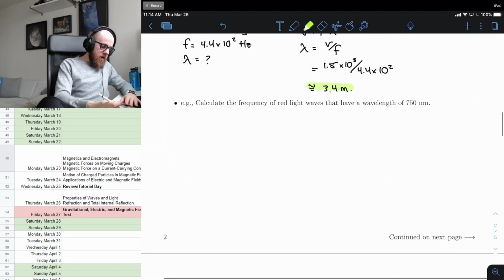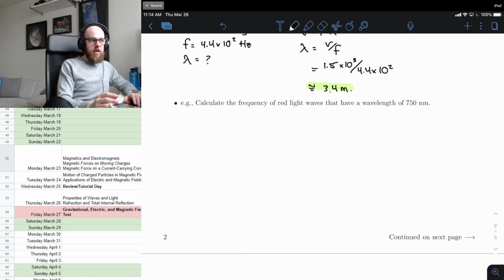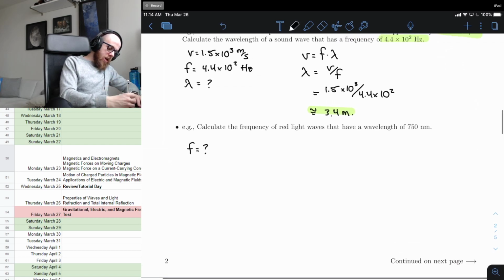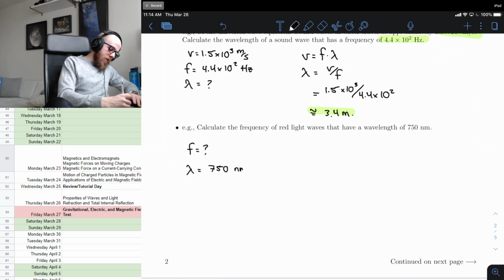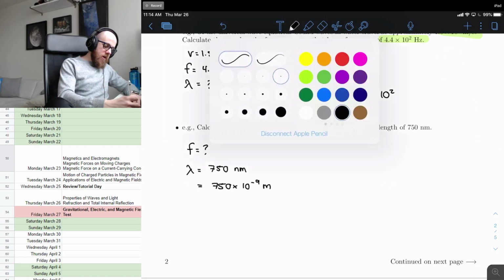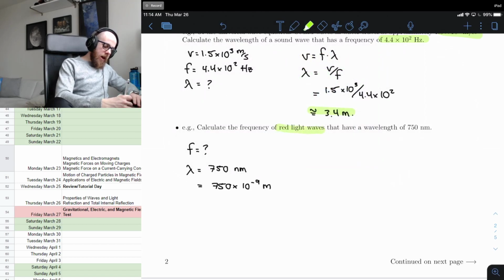One more quick example here. Actually, this one's a little bit more important, but equally as easy. So here we're looking for the frequency of red light, and red light has a wavelength of 750 nanometers, which is equal to 750 times 10 to the negative 9 meters. All right. Now the important part here is we're looking at red light waves.